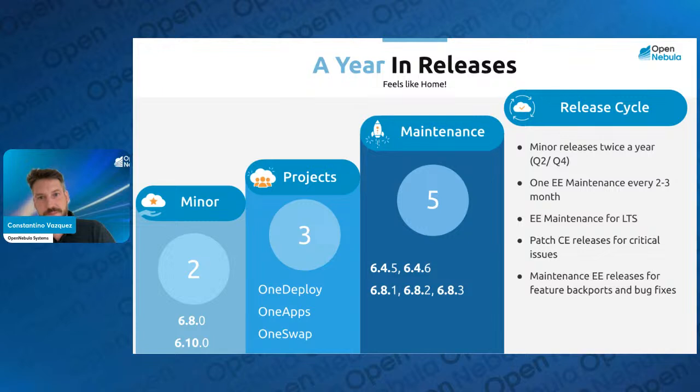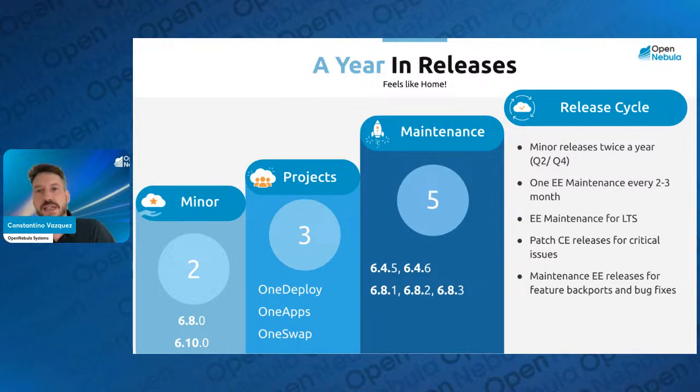So let me start with a brief recap of what we did or what we are doing in this 2024. We already released a couple of minor versions of OpenNebula, that's 6.8 and 6.10. This 6.10 release is an LTS release.